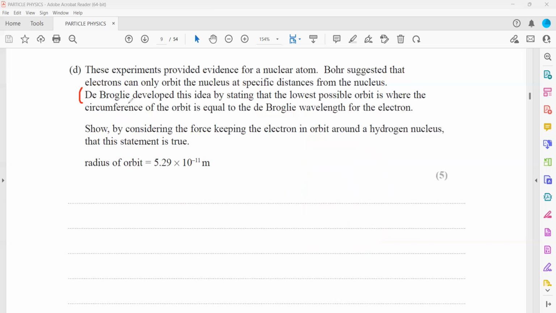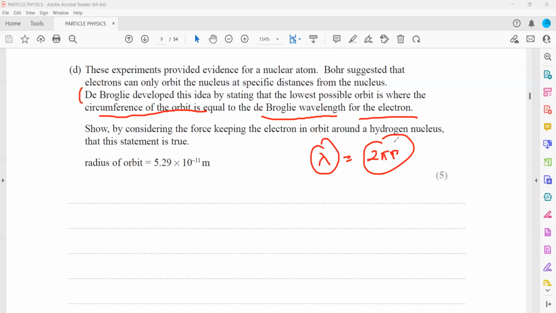So de Broglie said that the lowest possible orbit is where the circumference of the orbit is equal to the de Broglie wavelength for the electron. When we work out the de Broglie wavelength, lambda, and it equals the circumference, which is 2 pi r, the value of lambda and the value of 2 pi r should be the same. When these two are the same, that is the lowest possible orbit.